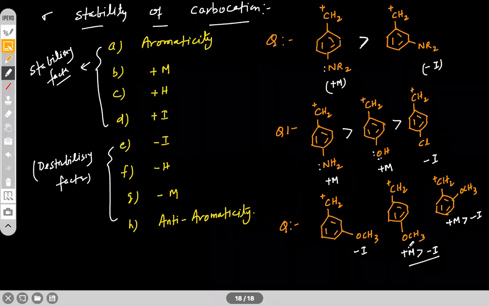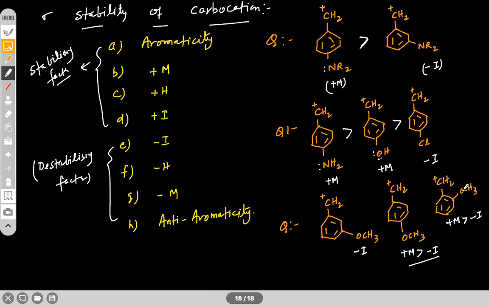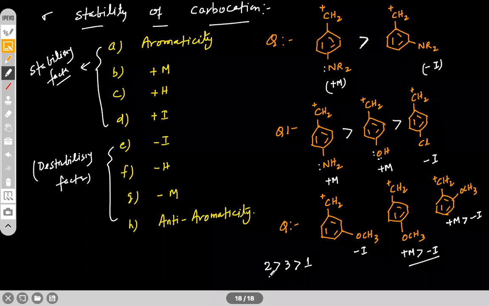Then we'll see the next effect which is possible. The next effect is minus I, and we know minus I is distance dependent. The effect of minus I is more at this position, since it is closer to this. Here the effect is less. So minus I destabilizes the carbocation more here than the minus I over there. Hence the second one is the most stable, then the third one, and in the last we have the first one. This is the order of stability.